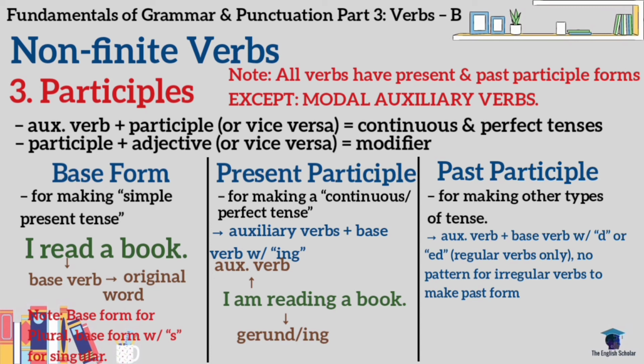And if we use it to form a certain tense, for example, present perfect tense, then it will look like this: I have read a book. The same with present participle. When we make a perfect tense using past participle, we also should put an auxiliary verb. In this sentence, we use the auxiliary verb have. To know more about tenses, please refer to the link below for a separate video discussion.